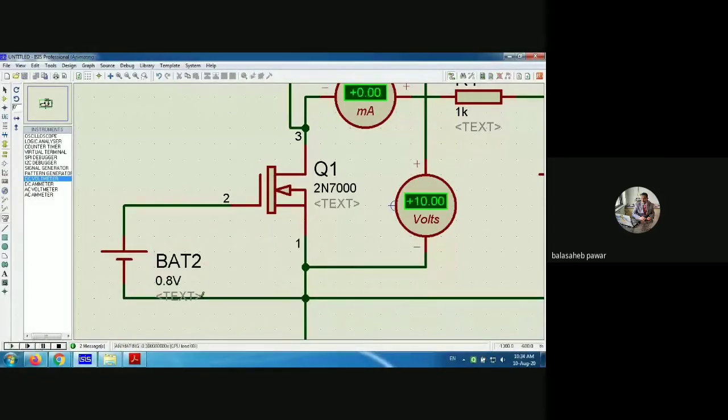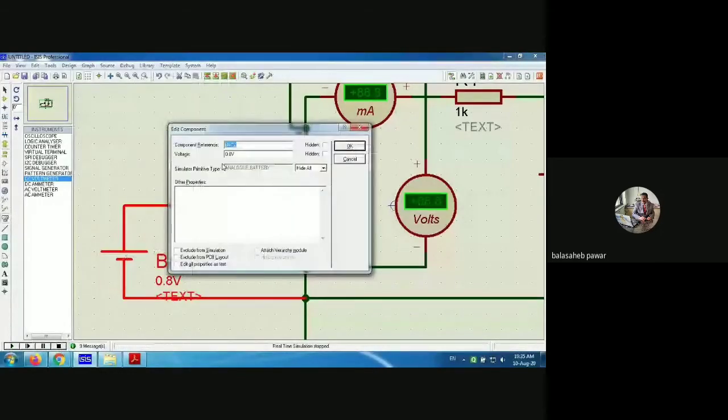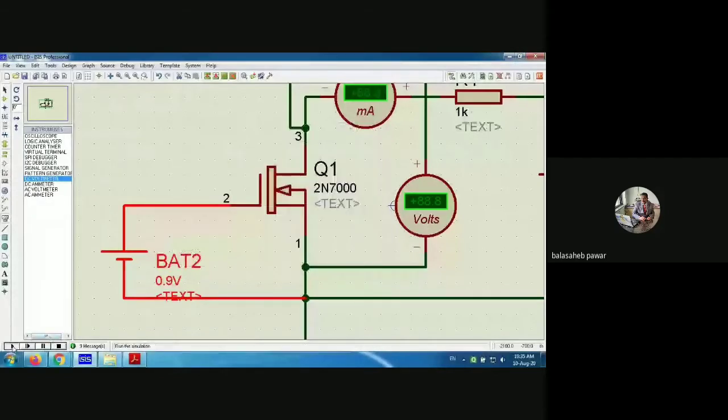See, at 0.8, even though it is given as the minimum, that transistor is still in off state, and that's why the current flowing through that transistor remains 0 milliampere. Okay, now from 0.8 to 0.9, we'll check whether it gets turned on or not. Yes, can you observe? Is it visible to all? Yes, sir.